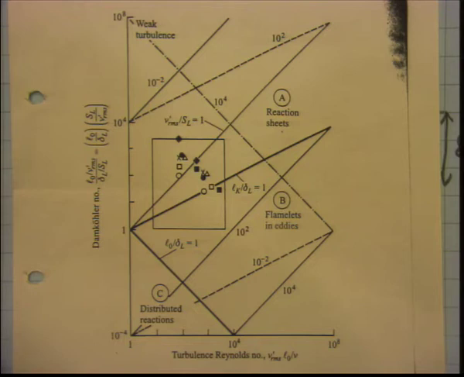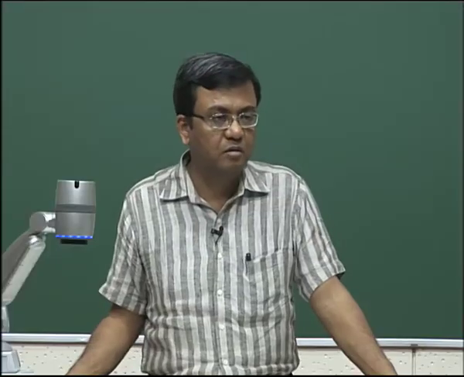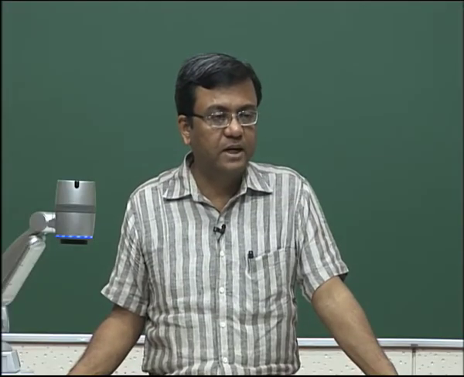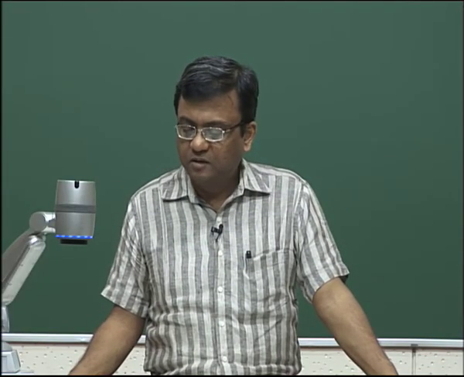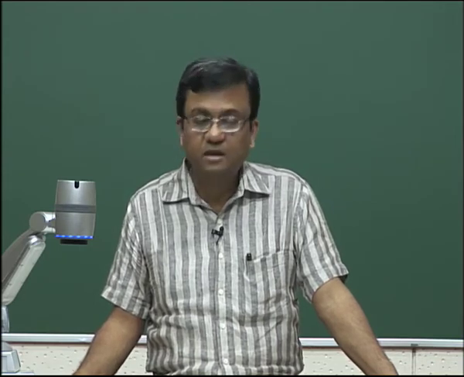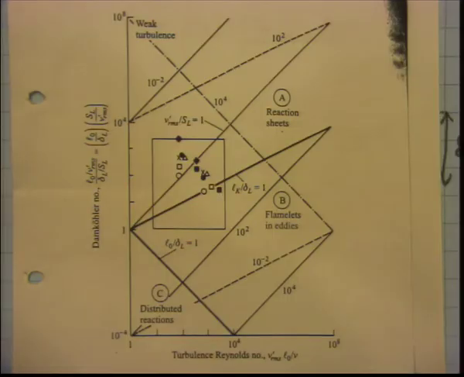In fact, there are these diamonds, the squares, the triangles and the circles which you see. These are experimental data points for engine operation. So, these are practical points, and you will see that most of these points are actually in the wrinkled reaction sheet regime. So, in a spark ignition engine, for example, it is more like a wrinkled reaction sheet regime. So, from a practical point of view, it is in fact very important.